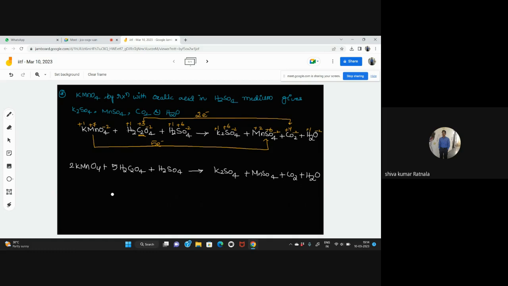We need to balance the atoms other than oxygen and hydrogen. Here, on the left side 2 KMnO4 is there, so on the right side also K2 is there.